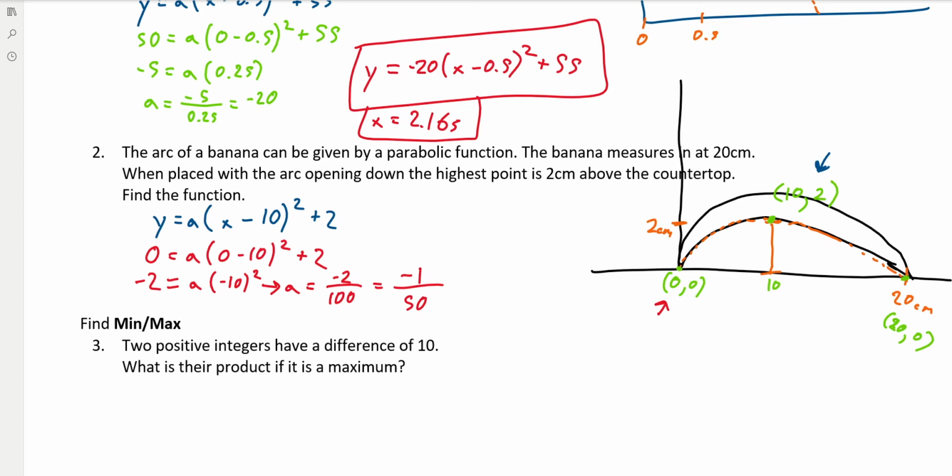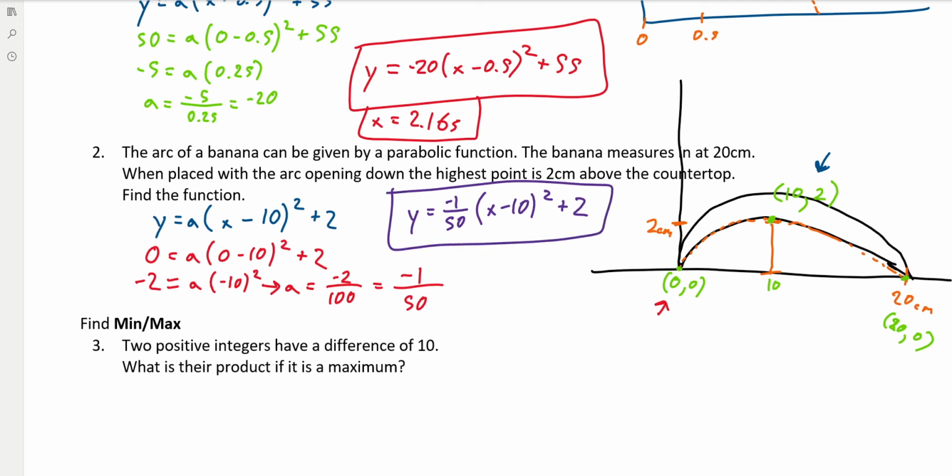Okay, actually I'm going to get rid of that, because let's write it out a proper way one time. So negative 1 over 50, x minus 10 squared plus 2, and that is our equation, which you could write in your calculator and get more information out of, but we are good with that information.